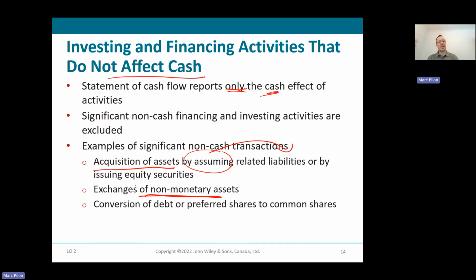transaction. Same thing if I exchange an asset, so say I exchanged a building for another building with another company and it's non-monetary, I could exclude it from my cash flow statement. Or the conversion of convertible debt or preferred shares into common shares. Those obviously, because of the conversion, are non-cash and excluded from the cash flow statement.